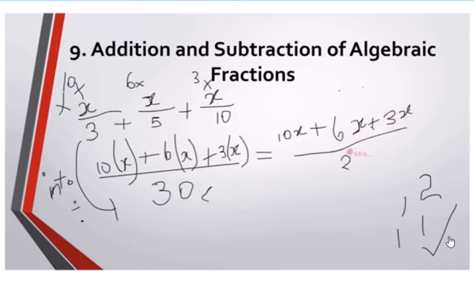And as we know in algebra, we can add and subtract like terms. Alright, so because we have all x terms at the top in our numerator, we can add them. So 10x plus 6x plus 3x is going to give us a total of 19x over 30. And this is how we solve this. Now, we're going to move on to another example.